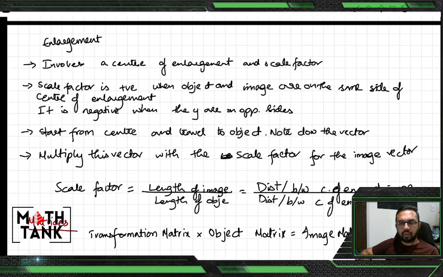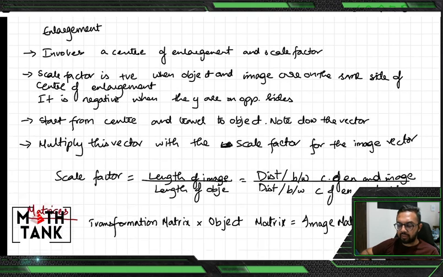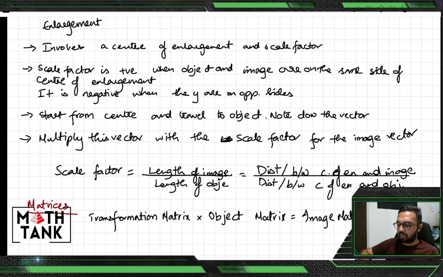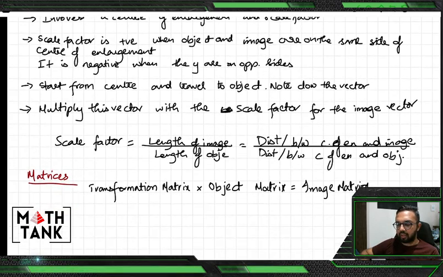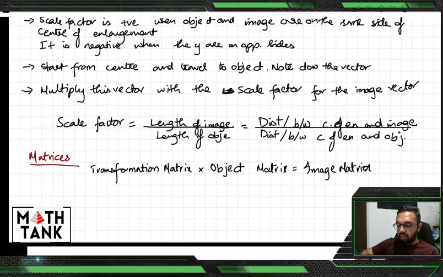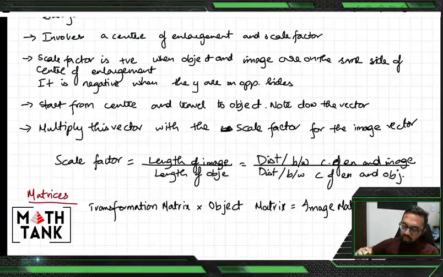Then there is enlargement. Enlargement involves the center of enlargement and a scale factor. Scale factor is positive when object and image are on the same side of the center of enlargement. It is negative when they are on opposite sides. So you start from the center and travel to the object again. You multiply it by the scale factor, so then you reach the image. Then there are matrices involved. The transformation matrix multiplied by the object matrix gives you the image matrix, and that is what will happen.